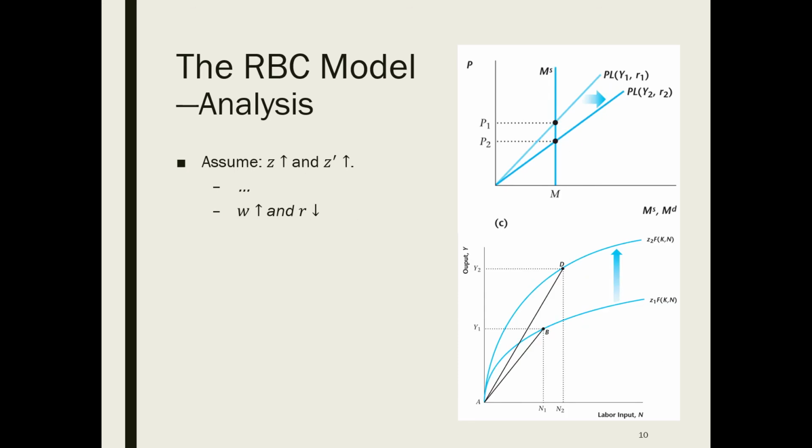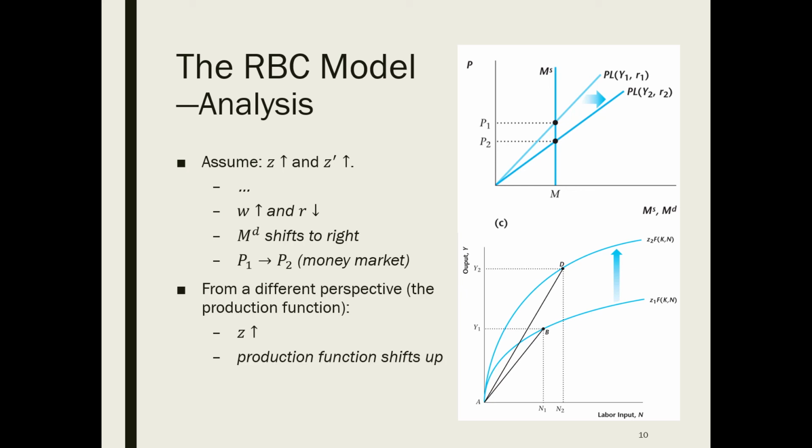Now let's continue our analysis and turn to the money market. We know that interest rates will drop according to the analysis in the previous slide. In this case, money demand will shift to the right, or money demand will increase, because money demand is a negative function of the interest rate, as we have seen in the previous lectures. Because money supply doesn't change, the price will drop from P1 to P2.